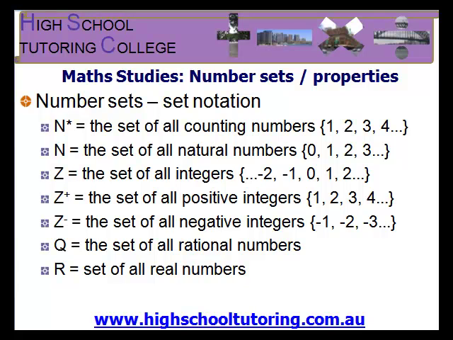Q is the set of all rational numbers where the denominator cannot be equal to 0. R is the set of all real numbers, being all numbers which can be placed on the number line, and thus all numbers.